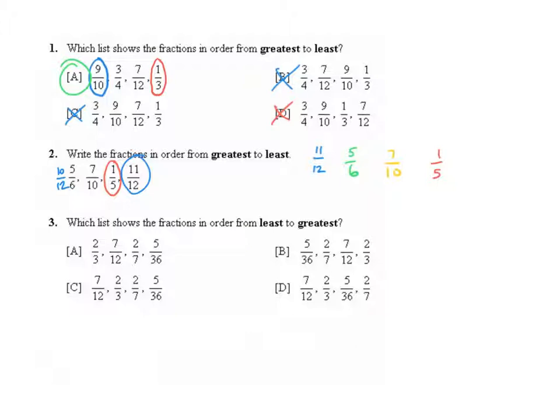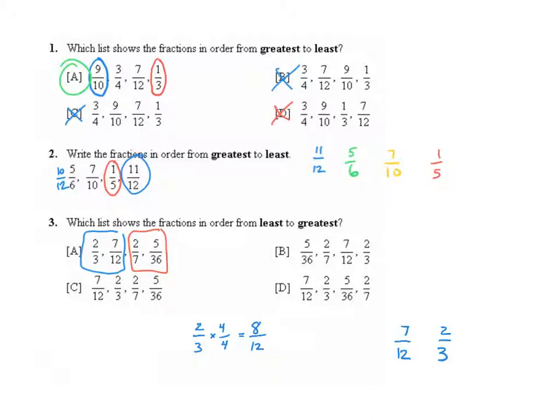Question number 3 this time wants us to order them from least to greatest. I see a couple of fractions that are greater than a half, these two, and then a couple of fractions that are less than a half. 2/3 and 7/12 I can compare fairly easily because I can change 2/3 to be an equivalent fraction in twelfths by multiplying by 4/4. So 2/3 is equal to 8/12. So I know 7/12 is less than that. So I can go ahead and put these in order. I have 7/12 and then 2/3. I want them from least to greatest, so the 7/12 will be on the left-hand side.